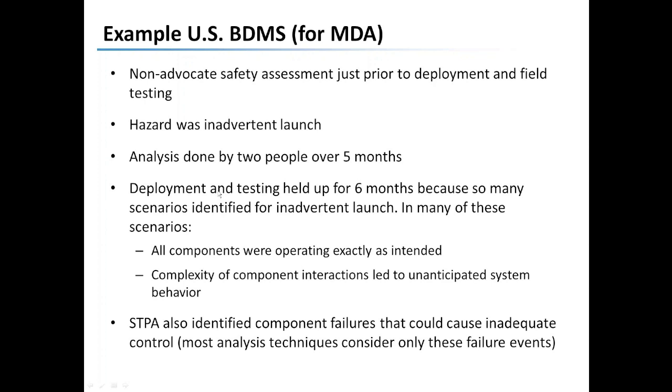They found so many scenarios that had never been identified during the 10-15 years of development of the system that deployment and testing was held up for 6 months. In many of those scenarios, all the components were operating exactly as intended, as in my component interaction accidents. There were no failures, but the complexity of the interactions led to unanticipated system behavior. It also identified all the component failures that could cause inadequate control. But most analysis techniques only consider those failure events.